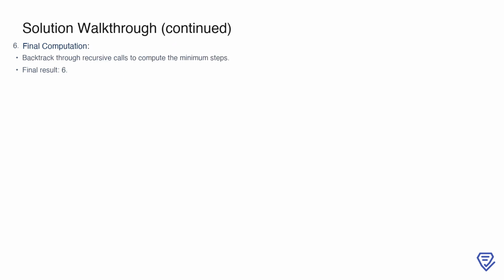Finally, by backtracking through the recursive calls, we compute the total minimum steps required to match the entire key. Adding up the rotations and steps from each stage, the final result for this example is 6 steps to spell the key TUV from the given ring. This concludes the detailed walkthrough of solving this problem using dynamic programming and recursion, demonstrating how we optimize the process to minimize rotations while spelling the key from the ring.